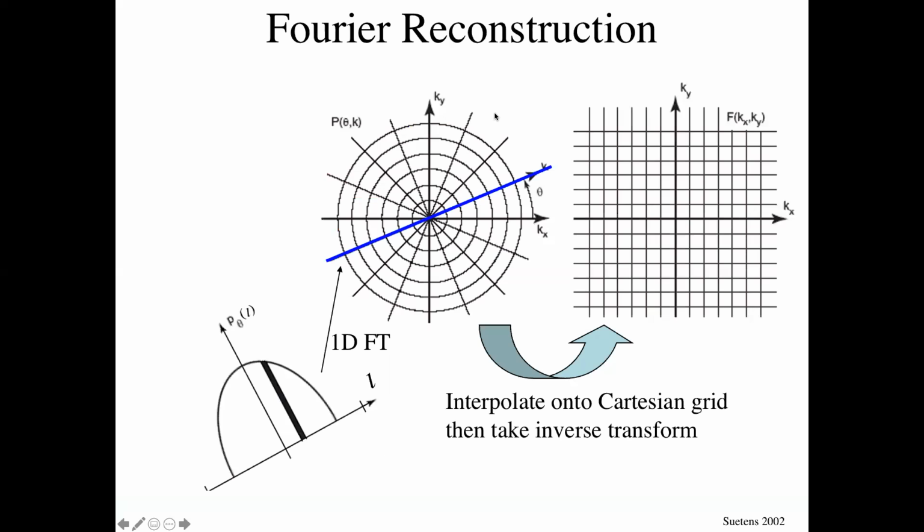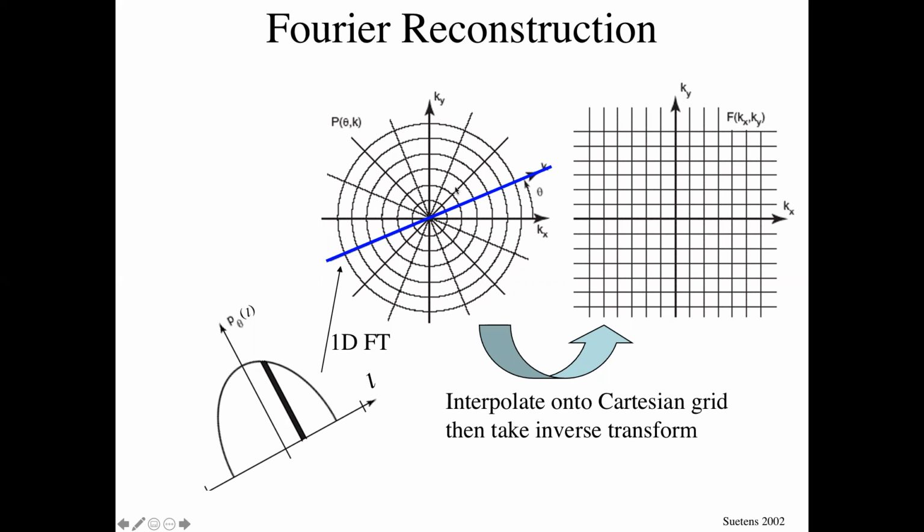So how do we do this in a better way? Or in the correct way, basically. So let's review our coordinate system. I've got a projection direction here and an angle. I take its one-dimensional Fourier transform, and it gives me a sample through the two-dimensional Fourier transform of my image.